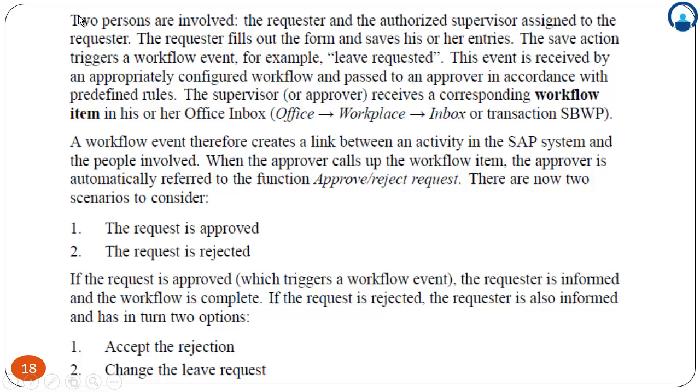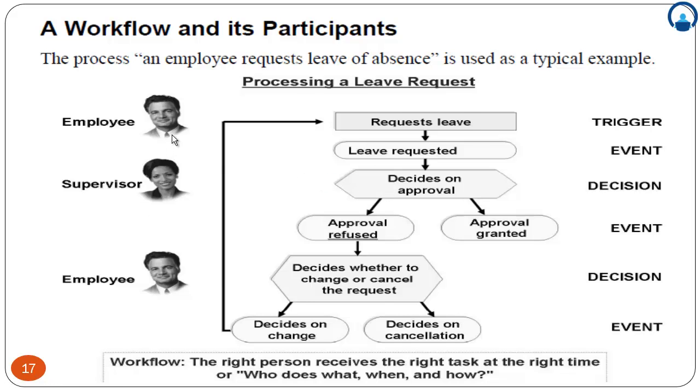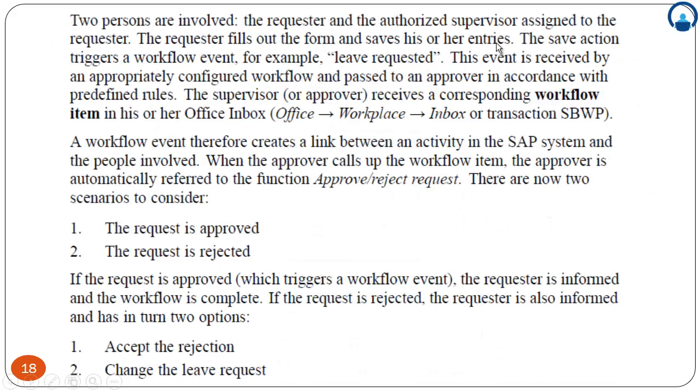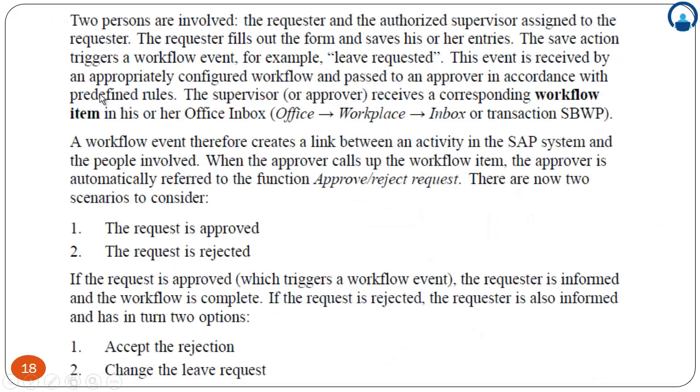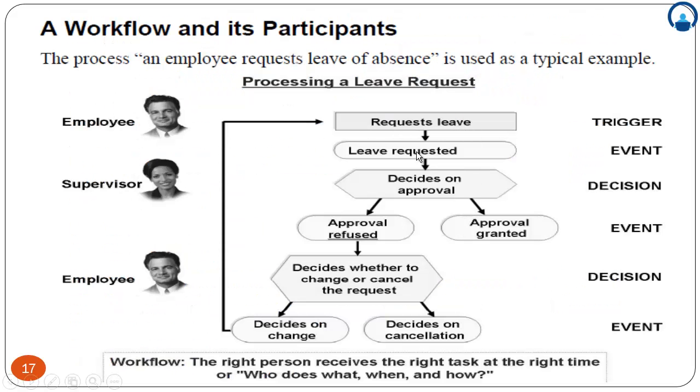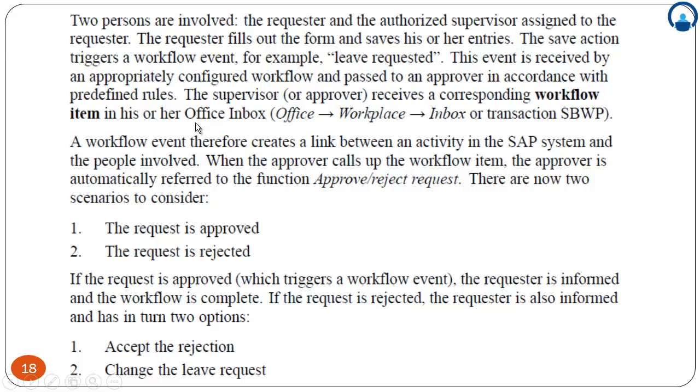There are two persons involved, the requester and the authorized supervisor assigned to the requester. The requester fills out the form and saves his or her entries. The save action triggers a workflow event. So once he does this, the event is triggered. This event is received by an appropriately configured workflow and passed to the approver in accordance with the predefined rules. So it goes to the approver or the supervisor, and this is done by a predefined workflow using predefined rules.